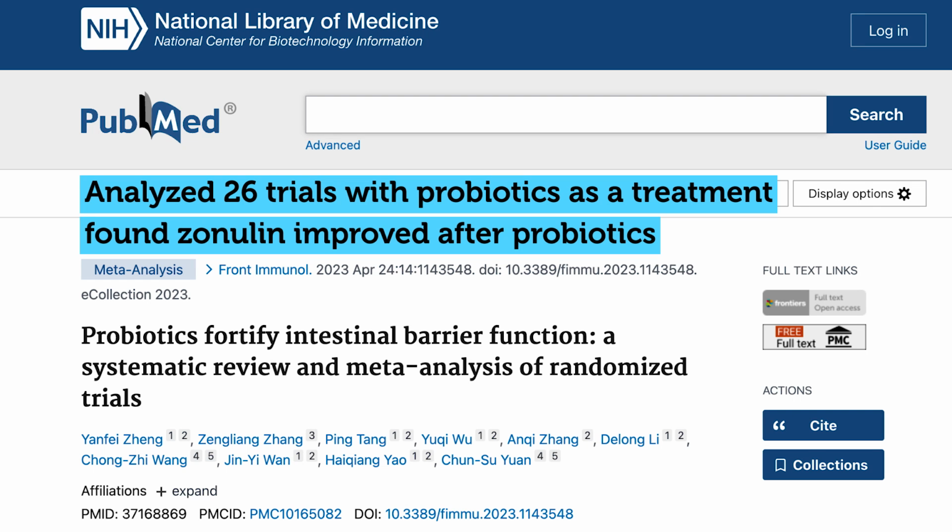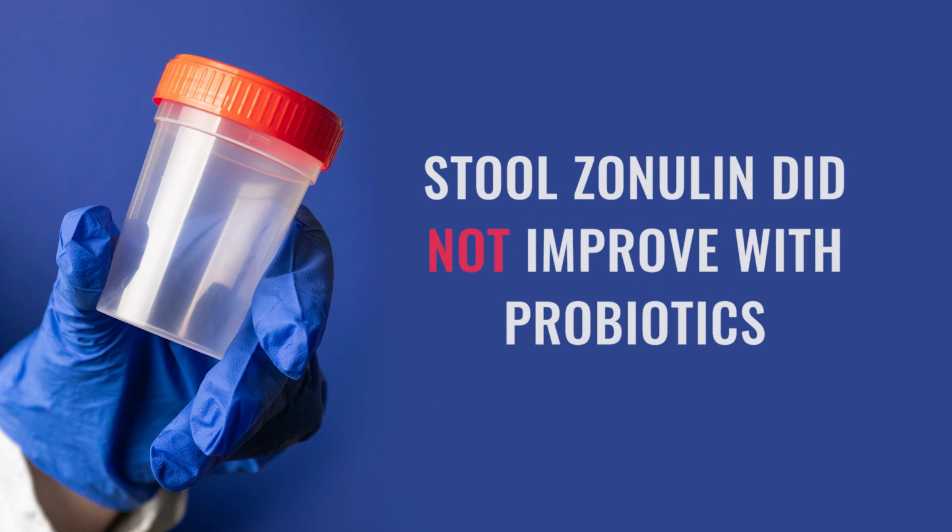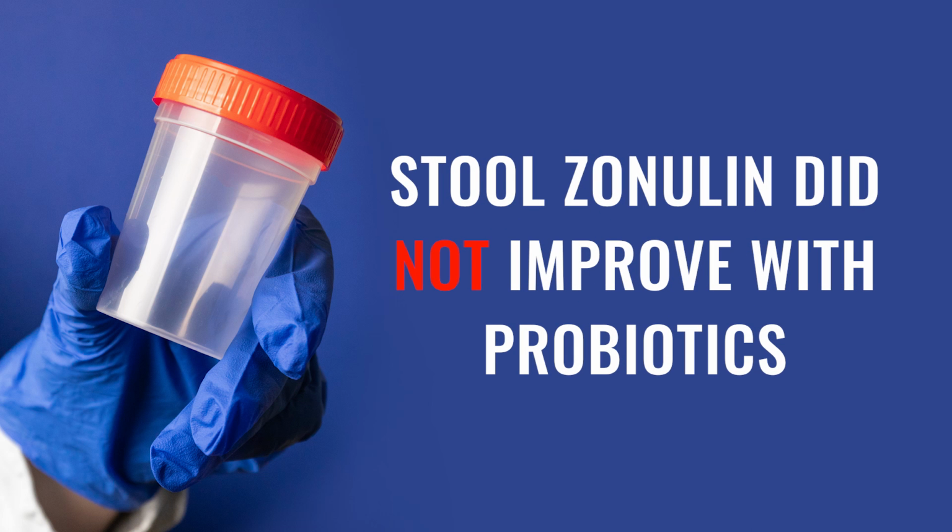However, here's the key detail. This was for zonulin assessed via the blood. It was not shown that zonulin assessed via stool correlated, leading me to conclude that stool zonulin testing, at least at current, does not seem to have clinical utility in terms of it's not going to tell you if you've been successfully treated. That's what the data trend suggests.